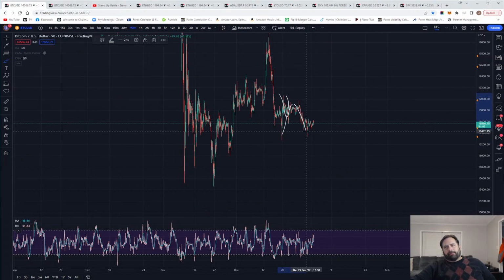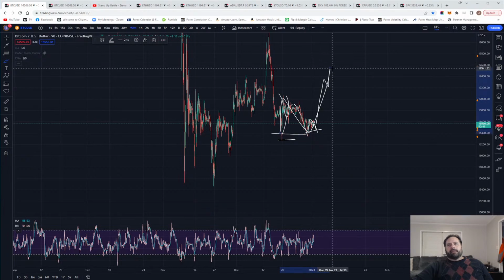I think that's a three-wave pullback. Did not break the low. That's a 1-2 or an AB. Looking for a C wave. Looks like we got another 1-2 working. That may take the low or become close here, and then we go up for a C wave. A, B, and C. That's one look at it.